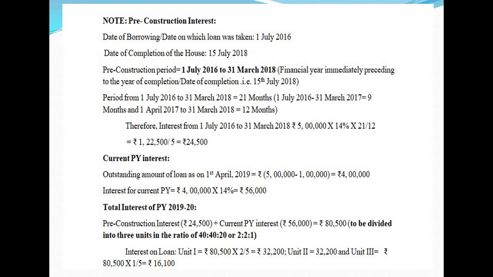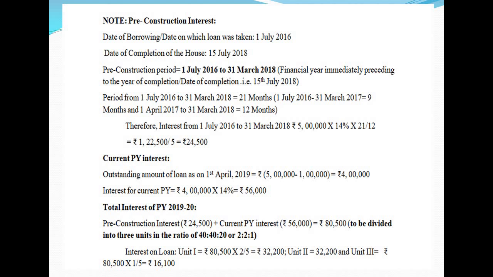So the current previous year interest will be on the outstanding amount of loan as on 1st April 2019, which is 5 lakhs minus 1 lakh, and the outstanding amount will be rupees 4 lakhs since he has repaid rupees 1 lakh on 31st March 2019. So the interest for the current previous year will be 4 lakhs into 14%, which will come to rupees 56,000.